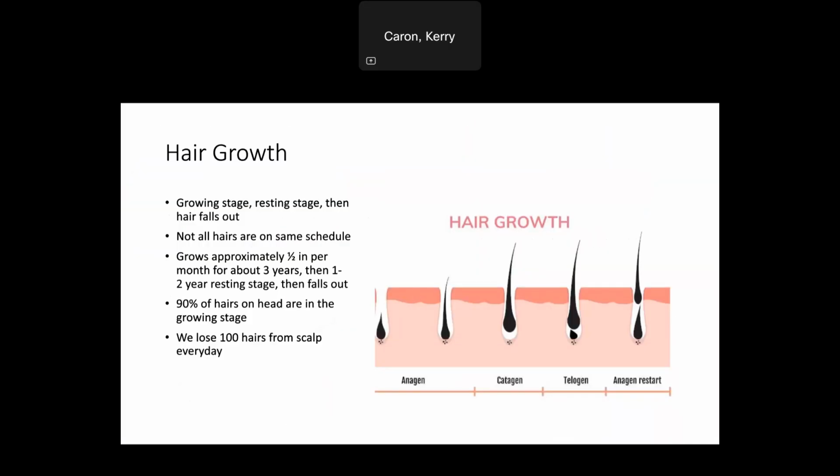Okay, hair growth. So hair grows, it rests, and then it falls out, basically, is the process. And not all hairs are on the same schedule. So we get about half an inch a month for about 3 years, and then it has a 1 to 2 year resting stage, and then it falls out. And 90% of the hairs on your head are in the growing stage. We lose 100 hairs a day on our scalp, every day.